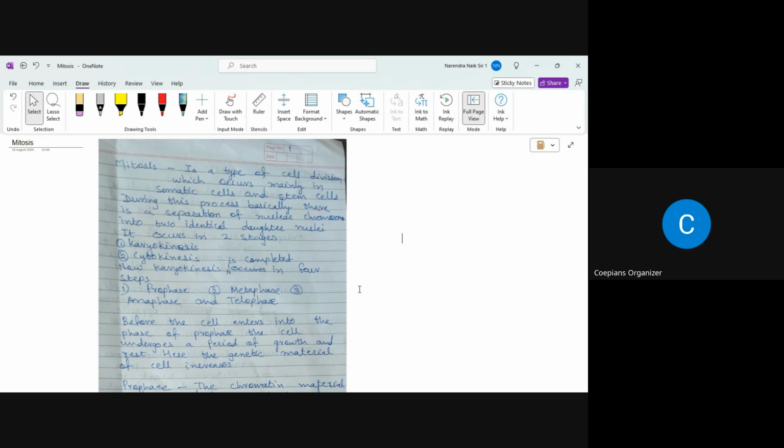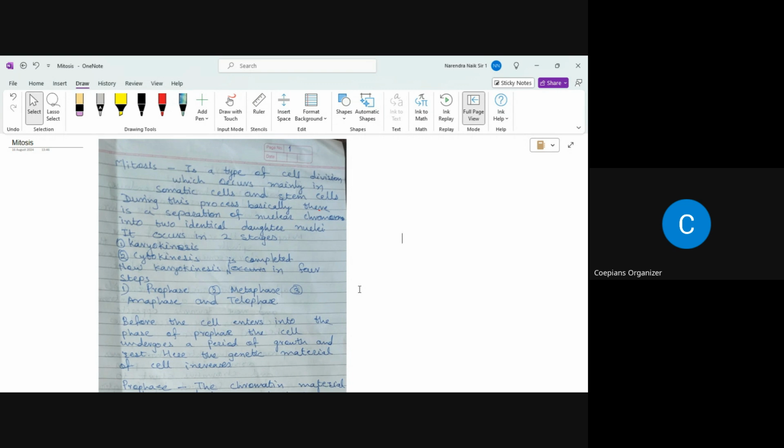It occurs in two stages, karyokinesis and the other one is cytokinesis. Karyon means nucleus. Kinesis means breaking. So, breaking of the nucleus. And the other is cytokinesis. Again, it means breaking of the cytoplasm into two parts.